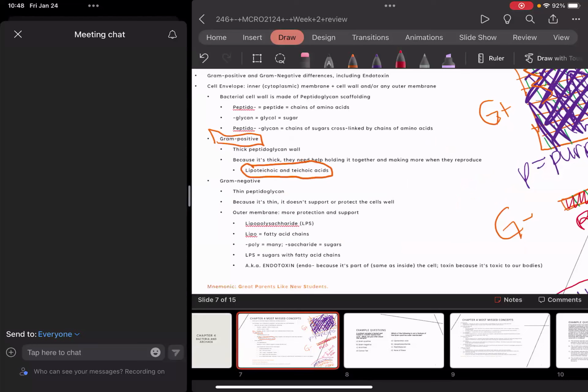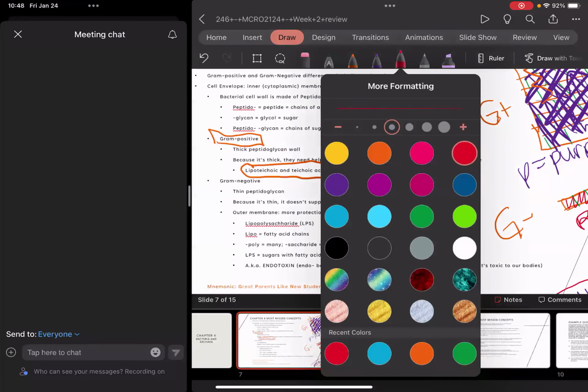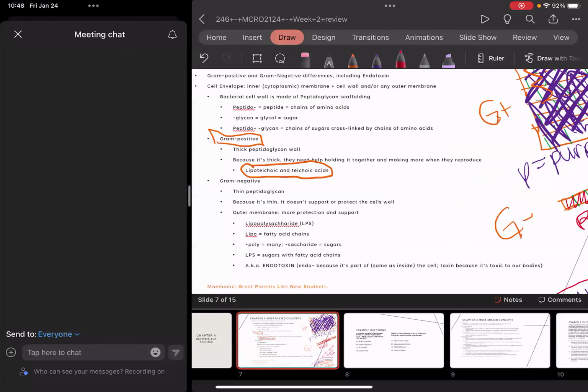So because of the thick layer of peptidoglycan, the teichoic and lipoteichoic acids help out with the structure for the gram-positives. The gram-negatives don't need that because it's not very thick. What gram-negatives have on their outer membrane, because they need that outer membrane for extra support, shape and control, is something called lipopolysaccharide. Lipo, here we're talking about fatty acid chains. So these are hydrophobic regions. This is what sticks them into the actual membrane itself.